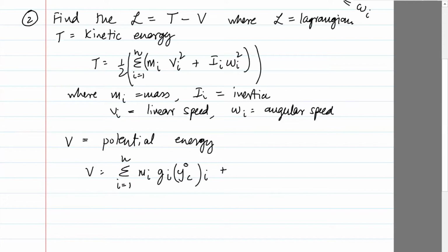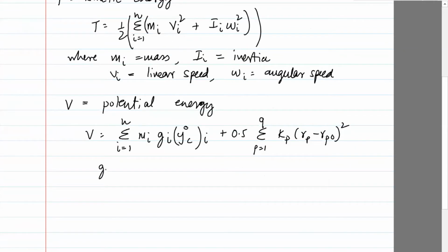And then sometimes you have springs. So that constitutes a potential energy term too. So let me write that as a sum over p equals 1 to some Q. So this is basically, there are Q springs. Then we have k_p times (r_p minus r_p0). So I'll write what these terms mean. g is gravity.